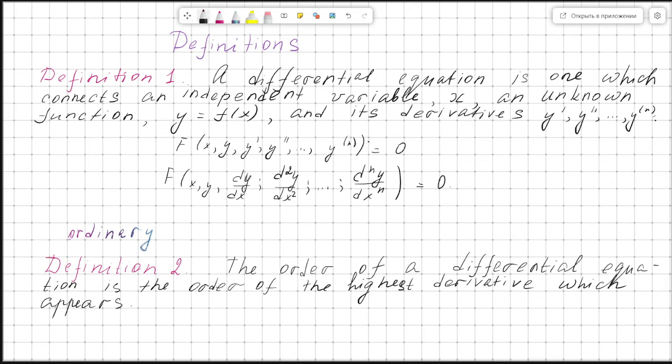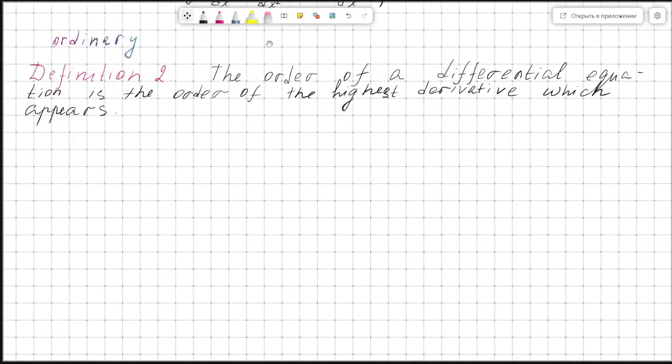For example, the equation y prime minus 2xy plus 5 equals 0 is an equation of the first order, because the highest derivative in this expression is the first derivative. We have only the first derivative of the function y.